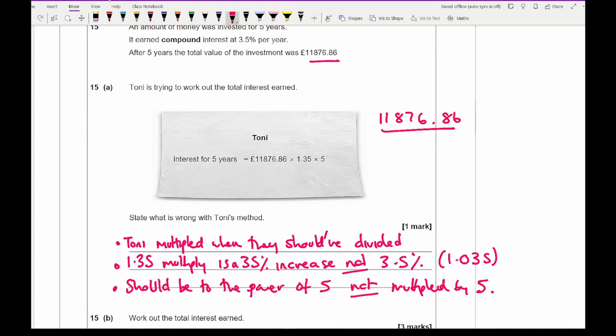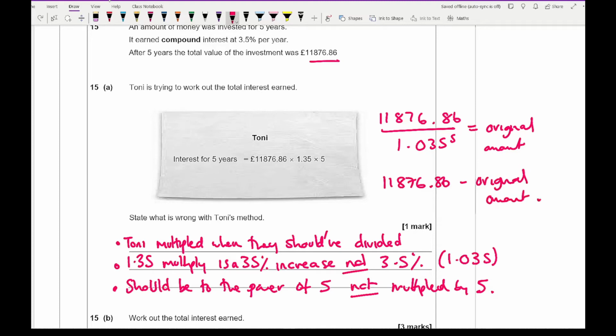876.86 divided by 1.035 to the power of 5, and then that would have given the original amount. And then taking this away, so 11876.86 minus the original amount, and that would have given us the interest. So any of those would be fine for the 1 mark.